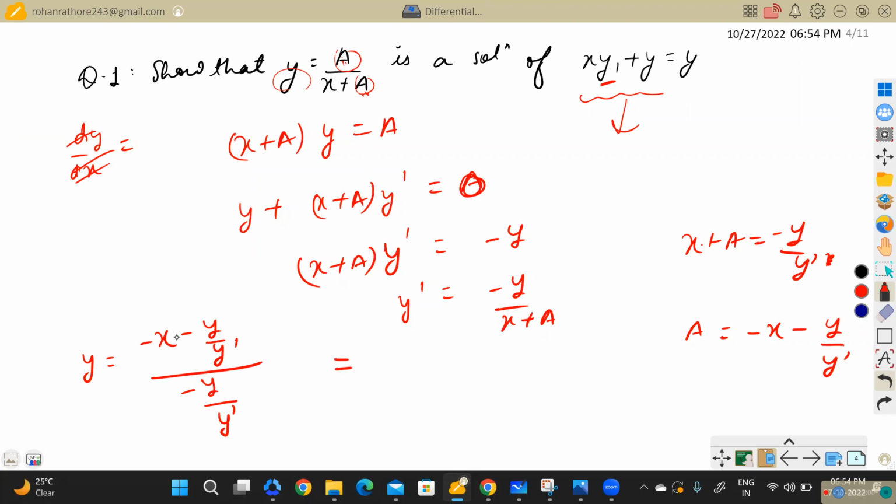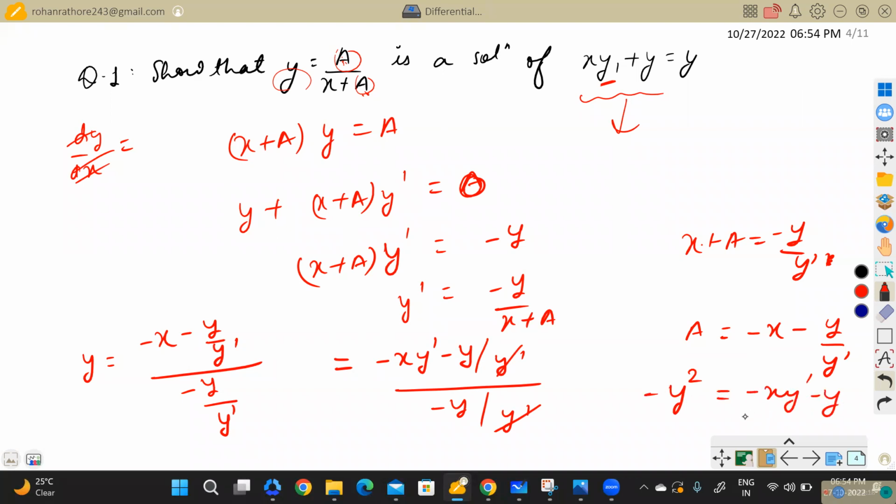Take the LCM on the numerator to get minus x y dash minus y over y dash, and we can eliminate these two y dash, cancel, to get y square minus y square equals minus xy dash minus y. And if you rearrange this, you get the same equation, like it was a square.